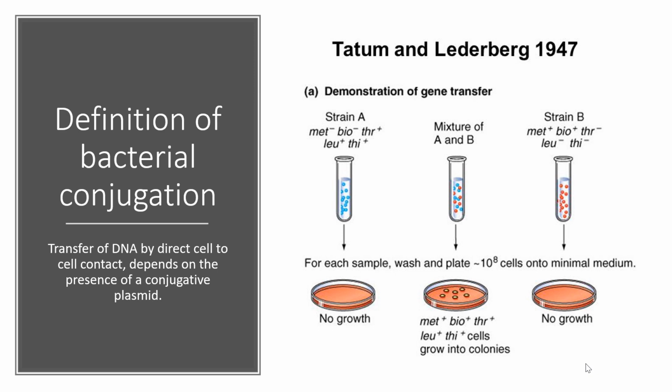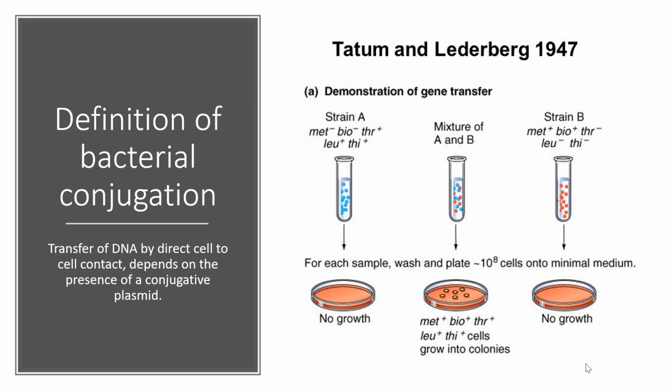Transformation is the process by which naked DNA is transferred from one bacterium to another, and no mediators are required. In transduction, the mediator for the transfer of DNA from one bacterium to another is the bacteriophage. But in conjugation, the DNA is transferred from one bacterium to another by the sex pili.